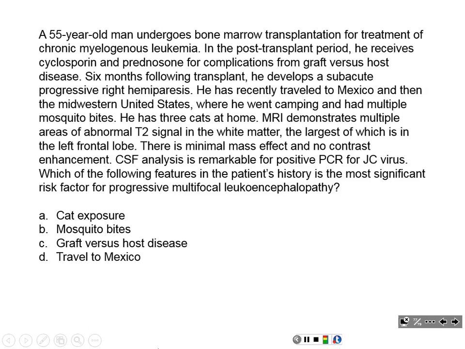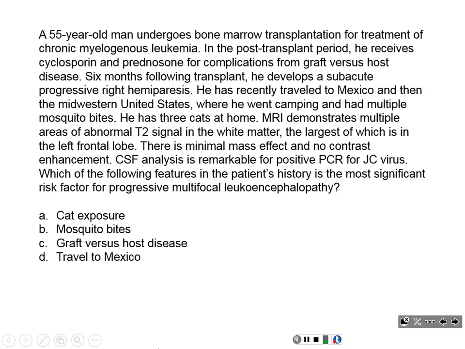6 months after the transplant, he develops progressive right hemiparesis and some focal neural deficits. So you ask, where have you been, man? And he says he's recently traveled to Mexico and the Midwest US and been camping, where he got a bunch of mosquito bites. So that might make you start thinking, could this actually be some viral something from an arbovirus? He has 3 cats at home, so now you're thinking, oh, maybe toxo.